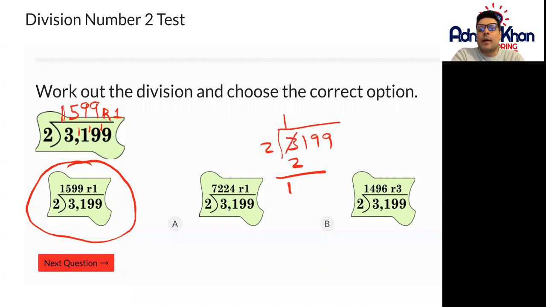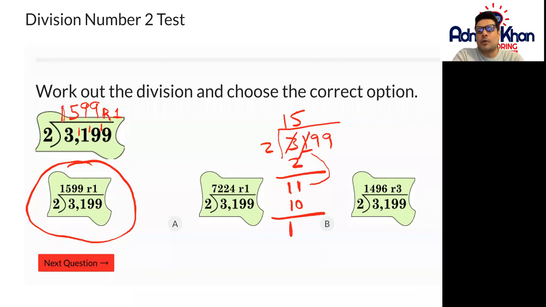Now we've got the 1 here, the next number, so let's put that 1 all the way down here to make 11. How many times can 2 go into 11? So 2 5s are 10, so let's put 5 there. 2 5s are 10, so let's put 10 at the bottom there. Okay, so we've done this now. Let's cross out 1. So 11 take away 10 is 1.